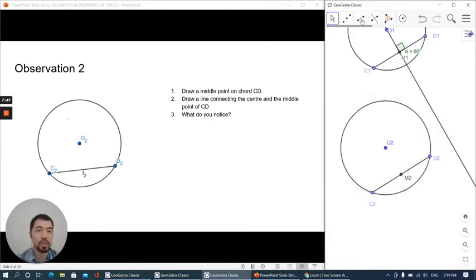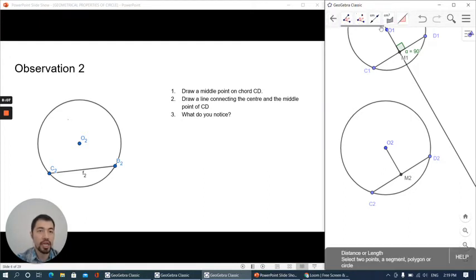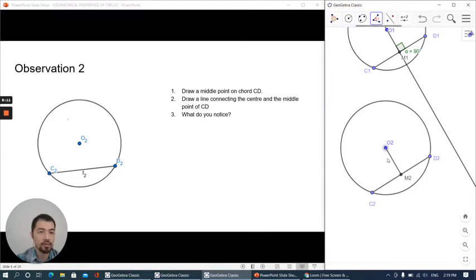Okay, and we want to connect, draw the line. All right, now from here, what do you notice? What kind of conclusion can you get from here? Okay, so if we check on the angle, it is actually 90 degrees, so it's perpendicular.